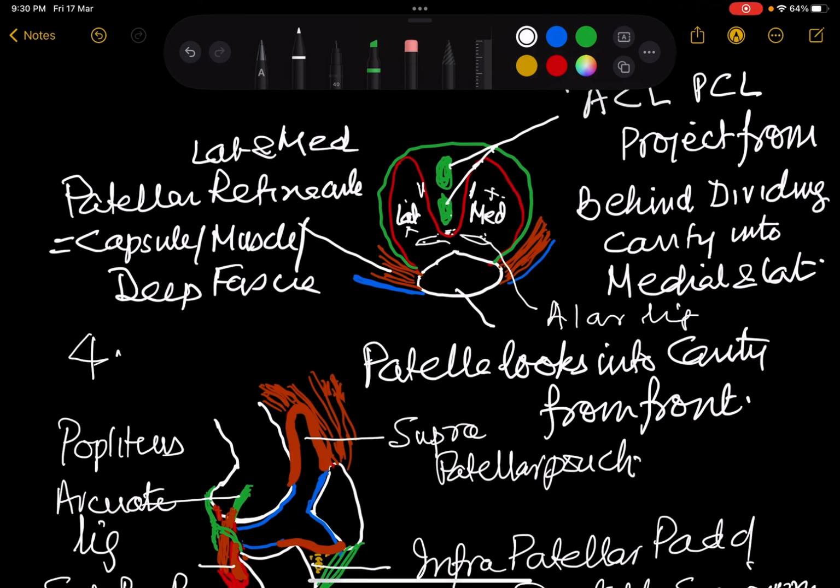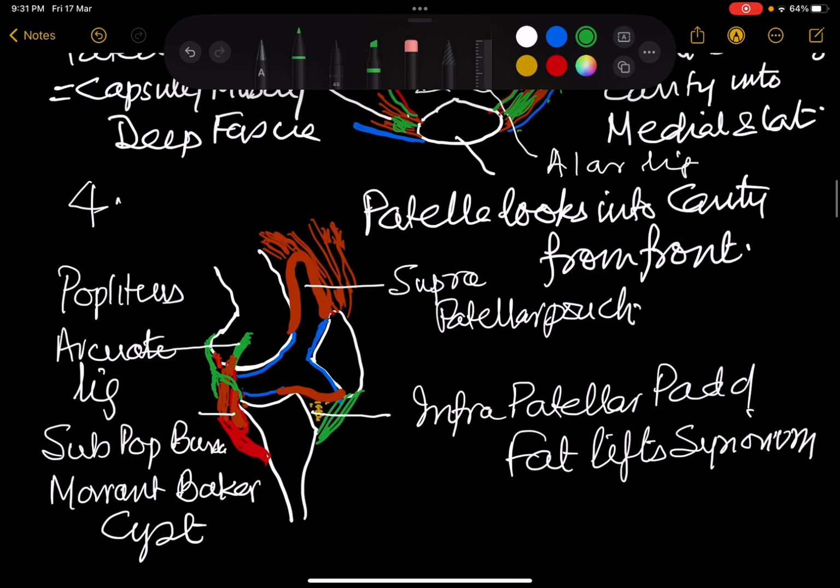So this is the patella looking into the synovium, and outside is the medial patellar retinaculum and the lateral patellar retinaculum, consisting of the expansions of the vastus medialis and lateralis, the capsule, and the deep fascia. So this is the medial and lateral patellar retinaculum, and this is the structure of those retinacula.